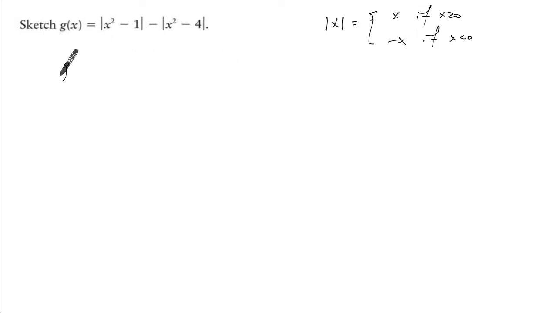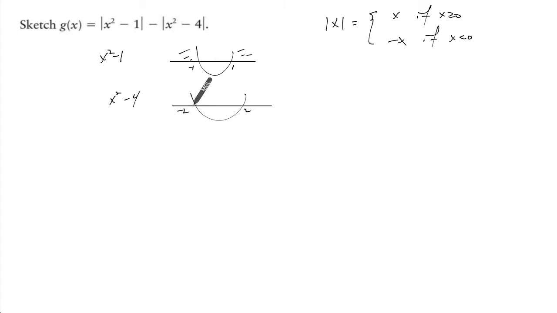So this expression here, there are actually 4 values we have to consider. x squared minus 1, you can treat that as a parabola with roots at -1 and 1. It's positive here, and in between it's negative. x squared minus 4 has roots at 2 and -2. It's positive here, and it's negative in between.